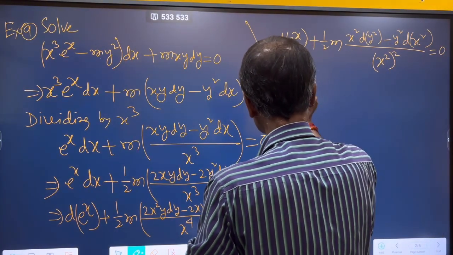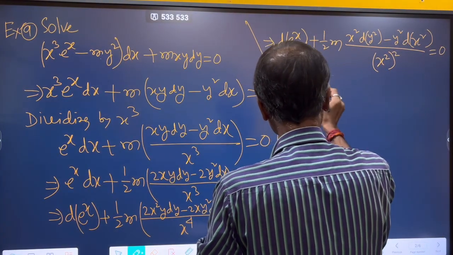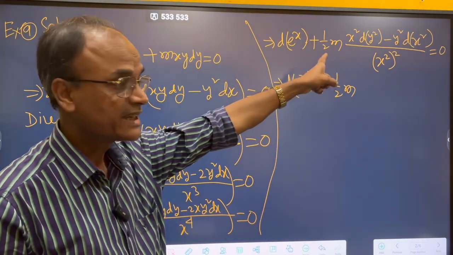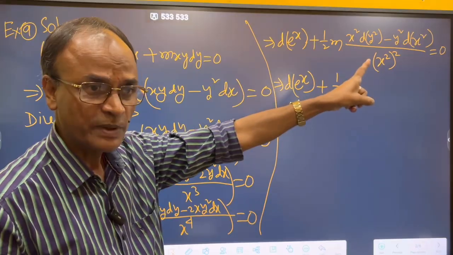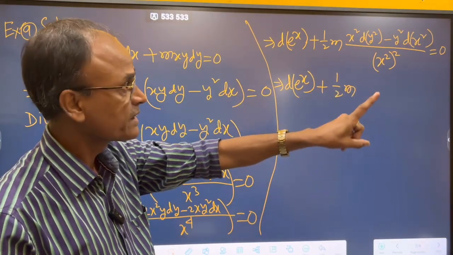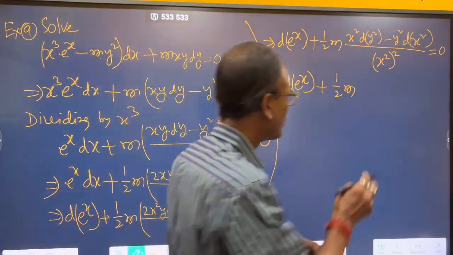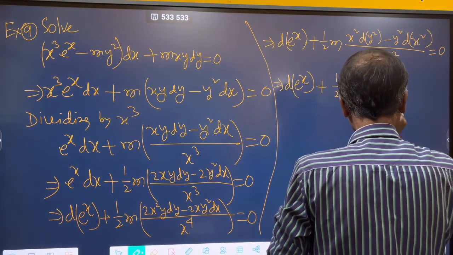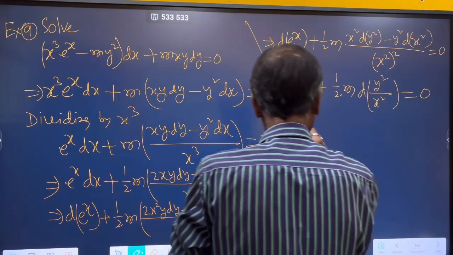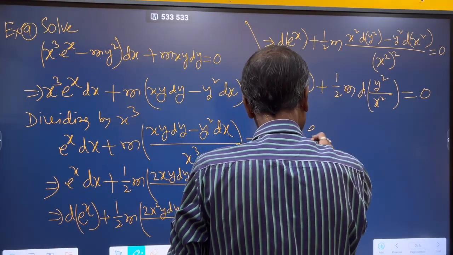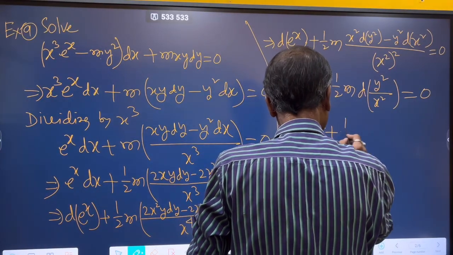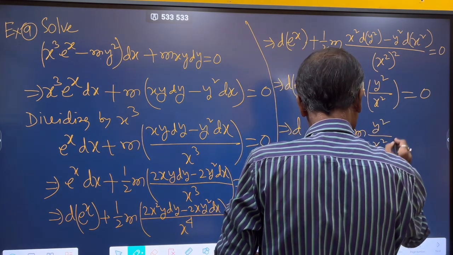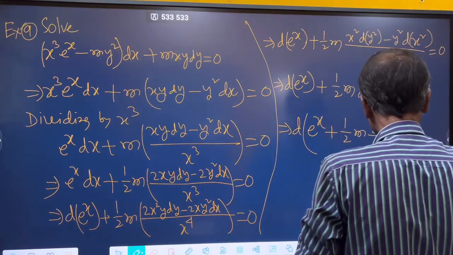Or it is d of e to the power x plus half of m. See carefully. Denominator into differentiation of the numerator minus numerator into differentiation of the denominator, divided by square of the denominator. You may write d of y square by x square equal to 0. Or d of e to the power x plus half of m y square by x square, this is equal to 0.